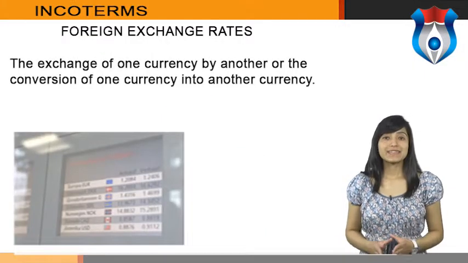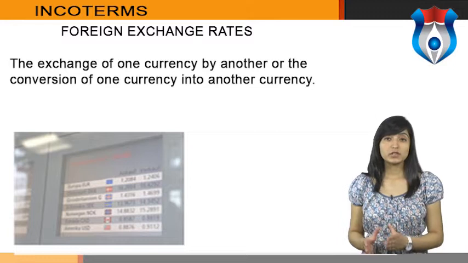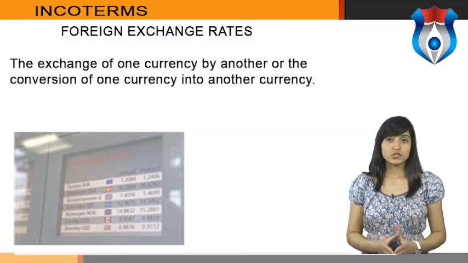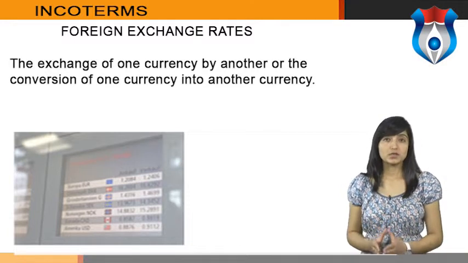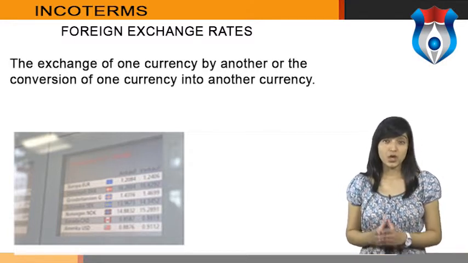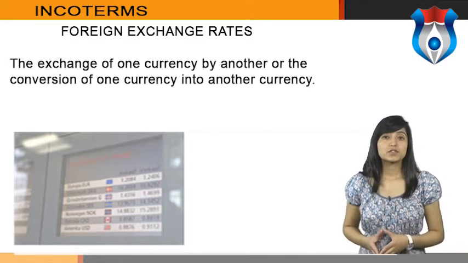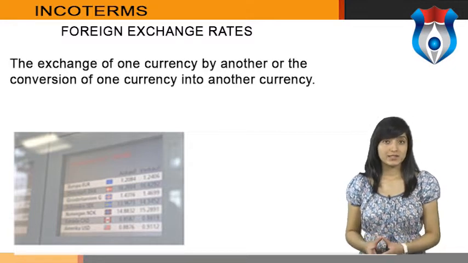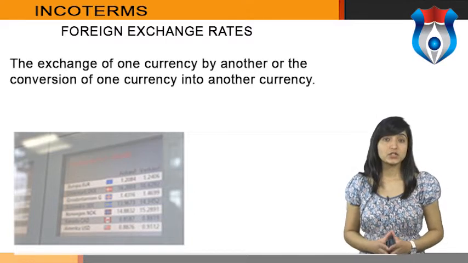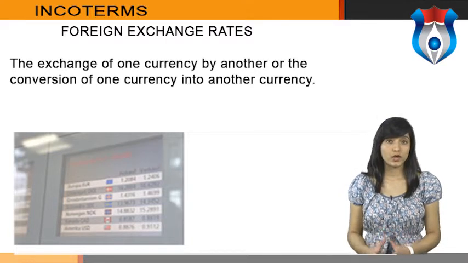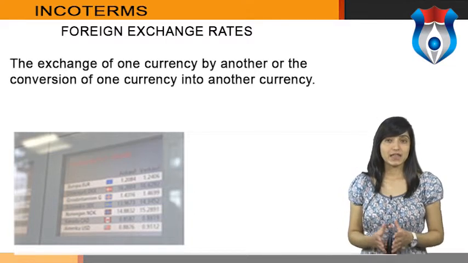Now moving on to the next topic, we will study foreign exchange rates. Foreign exchange is the exchange of one currency for another, or the conversion of one currency into another currency. Foreign exchange also refers to the global market where currencies are traded virtually around the clock. The term foreign exchange is usually abbreviated as Forex and occasionally as FX.